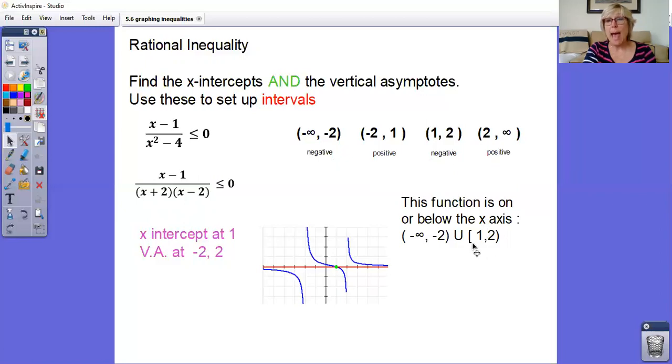And I put a bracket around the 1 because that shows that I actually want to include that x-intercept. But parentheses around my asymptote numbers. You always have parentheses around your asymptote numbers and the infinity and negative infinity.